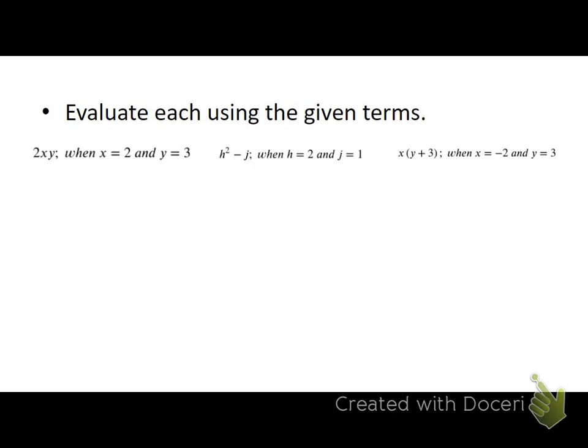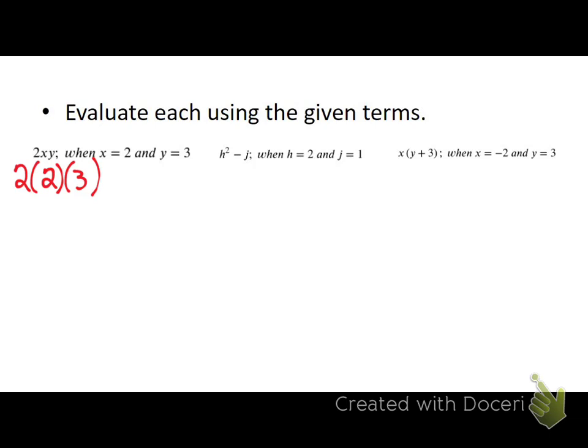All right, this one we're going to evaluate using the given terms. So they give us a mathematics statement, 2xy, and we're going to evaluate when x equals 2 and y equals 3. So when we evaluate using the given terms, what's that actually called? What am I going to do? When I go to write 2xy, instead of putting the x and y, what am I going to put in here? Substitute. And then after you substitute, you follow PEMDAS, order of operations, to solve.